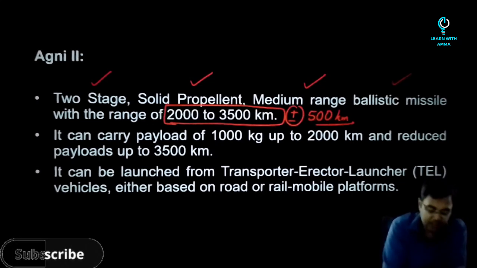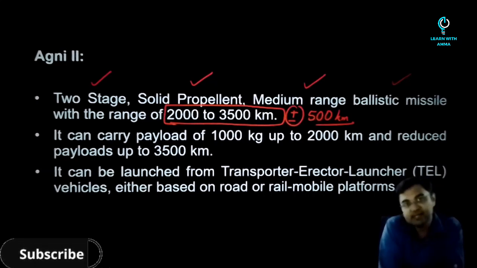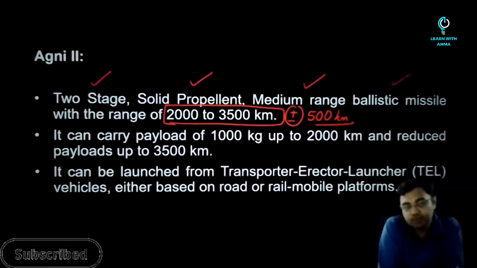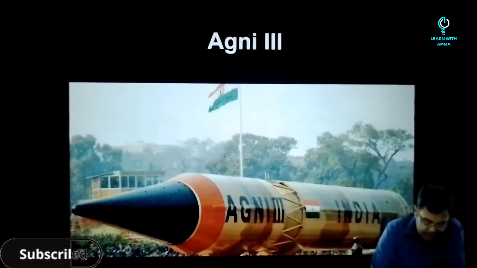Then again, it can carry a payload of up to 1000 kg up to 2000 kilometers, and a reduced payload up to 3500 kilometers. And as it was for Agni 1, the same applies for Agni 2 as well, that it can be launched from a transporter erector launcher, which could be road-based or rail-based. Then comes the Agni 3 missiles.